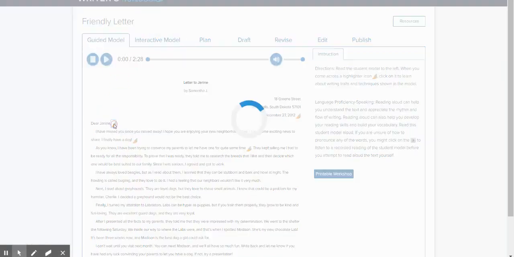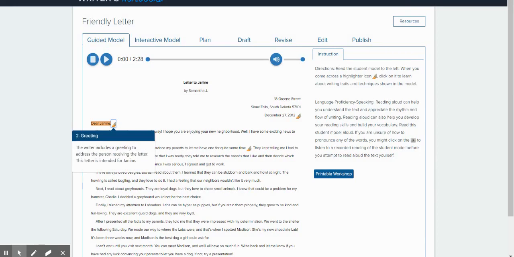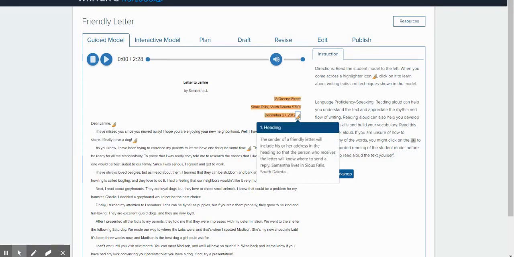So for example, you have to remember that this right here is the greeting. This right here is the heading and what it's for. So it might be a good idea to review this information before you move on to the interactive model. So for example, here it says the heading. The sender of a friendly letter will include his or her address in the heading so that the person who receives the letter will know where to send a reply. Samantha lives in Sioux Falls, South Dakota.